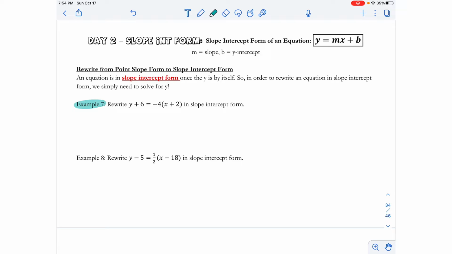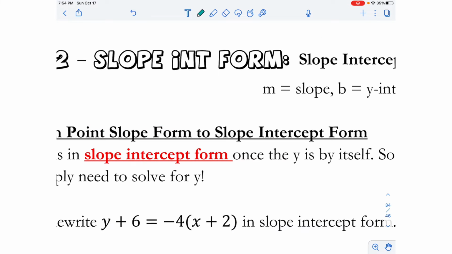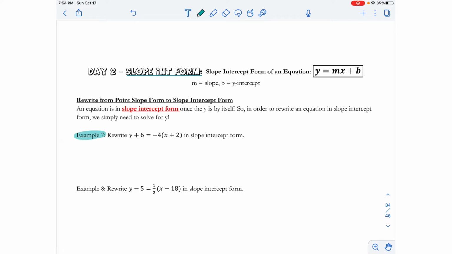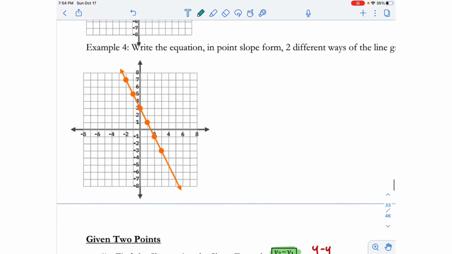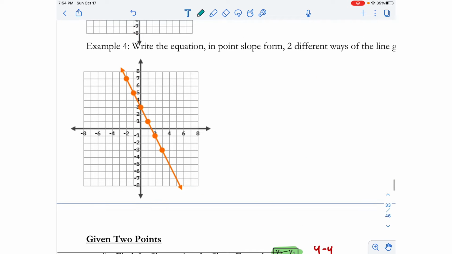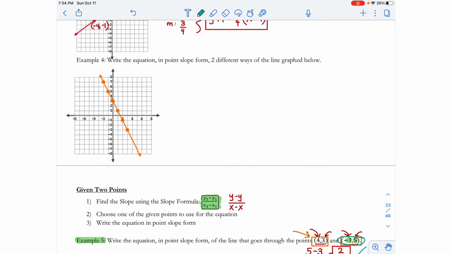Hi class, so today I am going to give you your notes on writing equations, section E from unit 5, day 2, and today we're specifically going to talk about slope-intercept form. You need to memorize the names of the forms because I was just looking at the test and one of the questions on the test is, here's a graph, write an equation in point-slope form. You need to understand what that means.